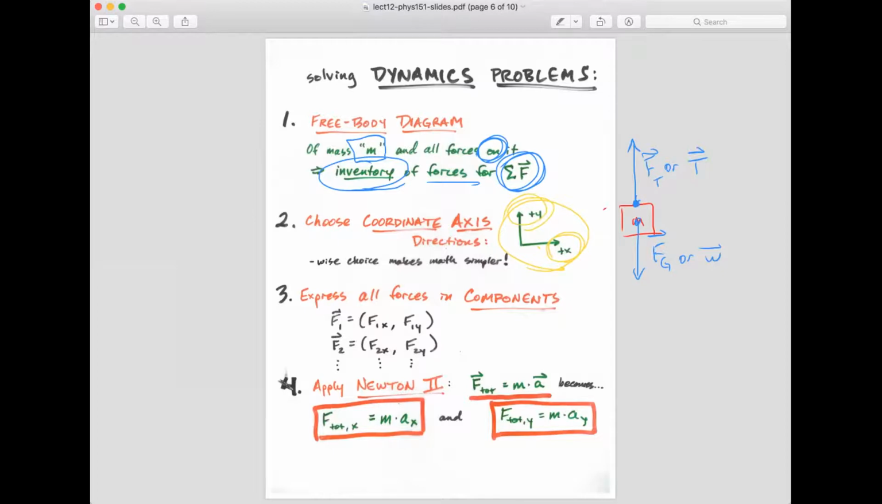so that in the next step, when we break down forces into their components, we know what the angle theta is measured with respect to. The angle theta needs to always be measured with respect to this positive x direction.